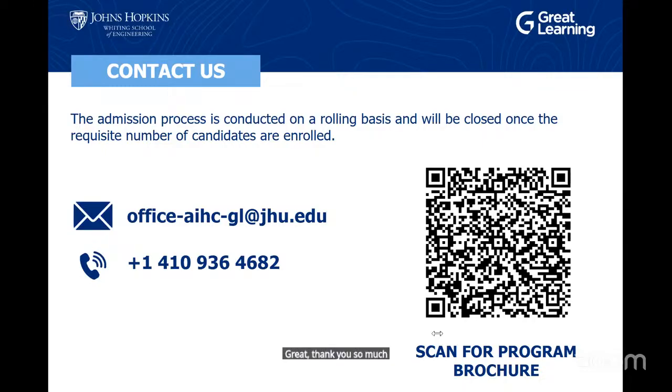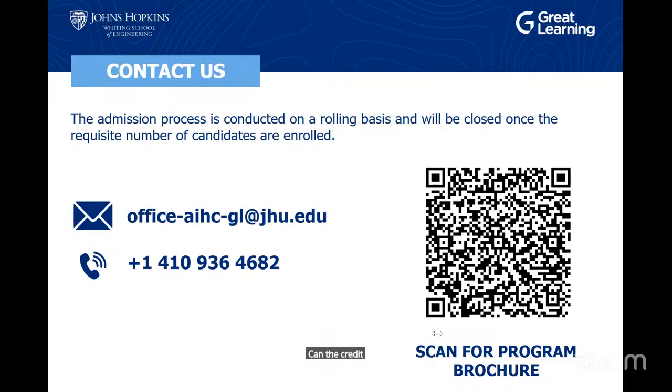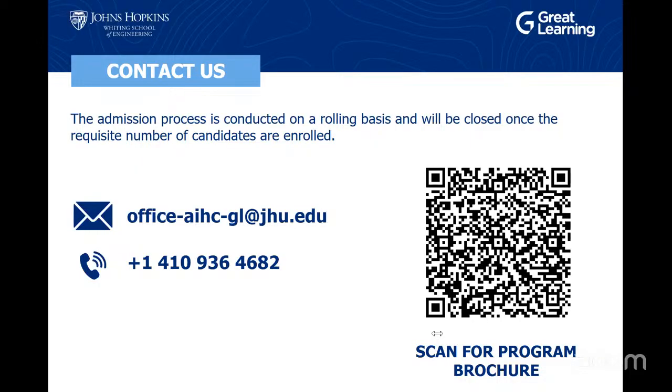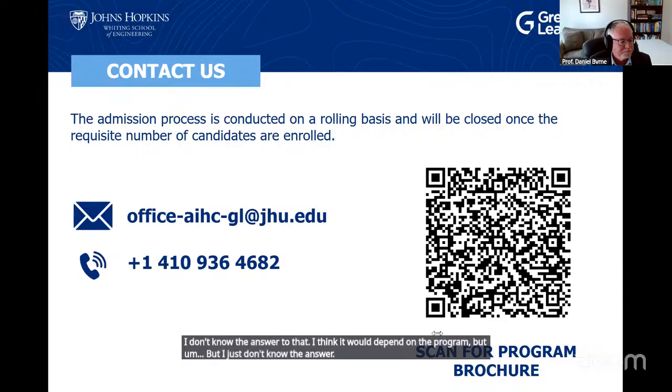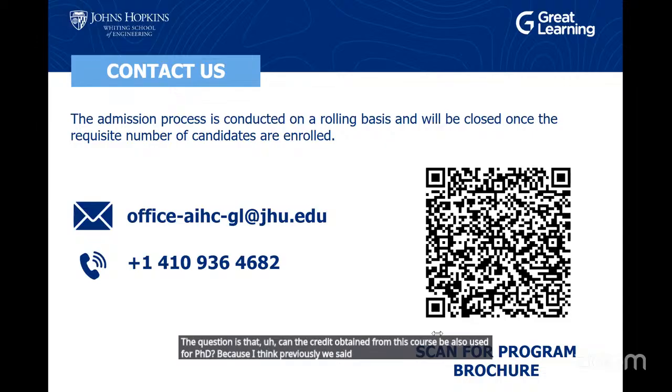Great. Thank you so much, Professor Bhan. I think we'll just take one last question and wrap this. There's a question, I think linking back to Dr. Ian's statement on masters in AI. Can the credit obtained from this course also be used for a PhD? I think that's a question only the faculty can answer, so I'll defer to them. I don't know the answer to that. I think it would depend on the program, but I just don't know. Can you say that one more time? What was the question? The question is whether the credit obtained from this course can also be used for a PhD, because previously we said it can be used for master's courses. The question is if it's applicable to a PhD as well.